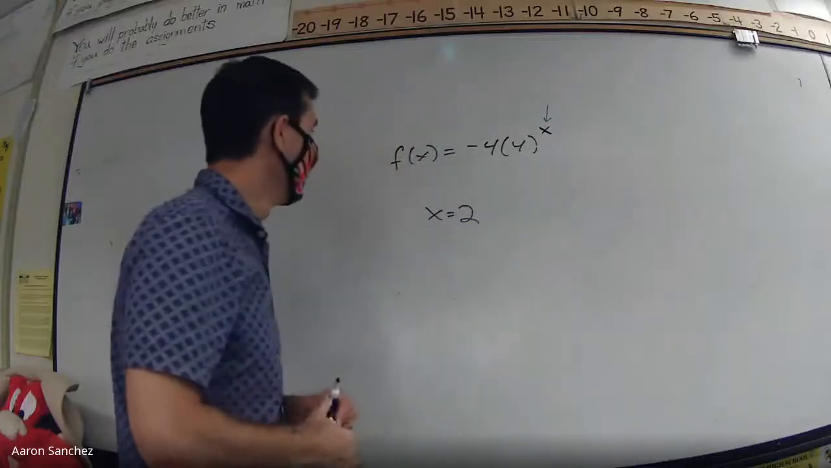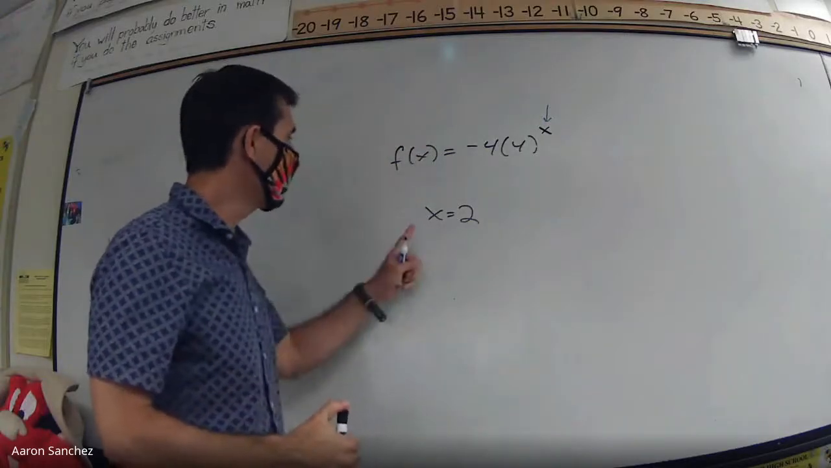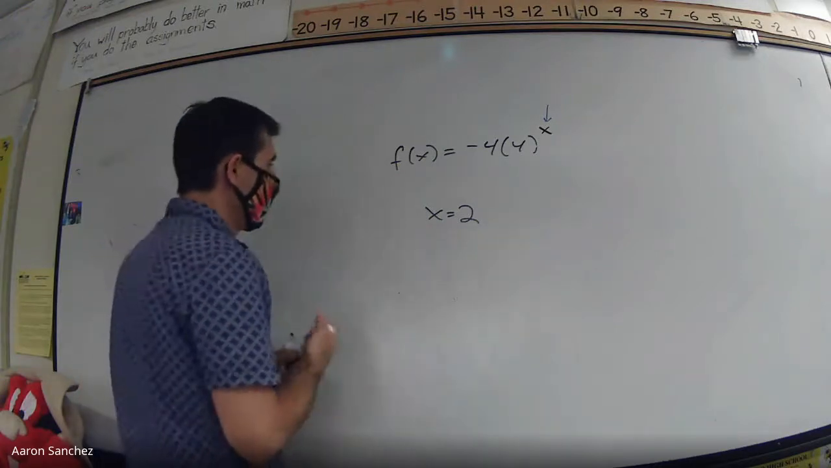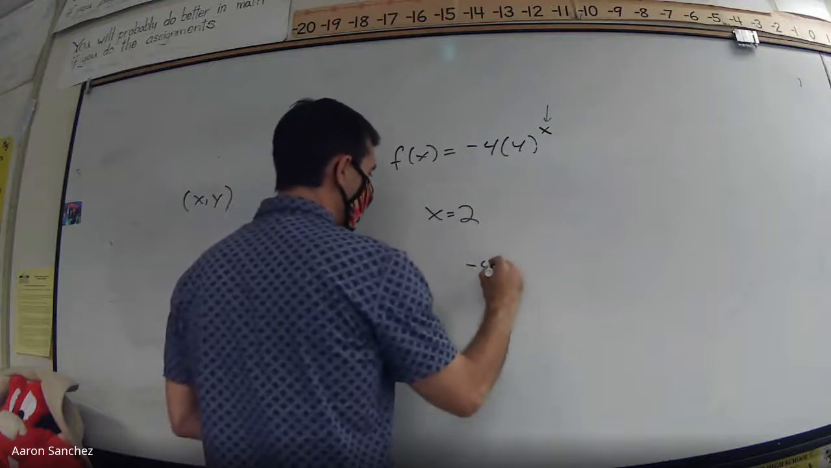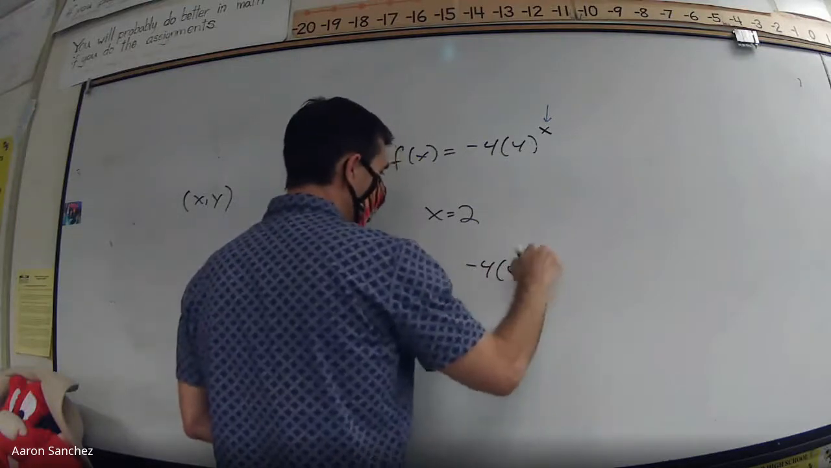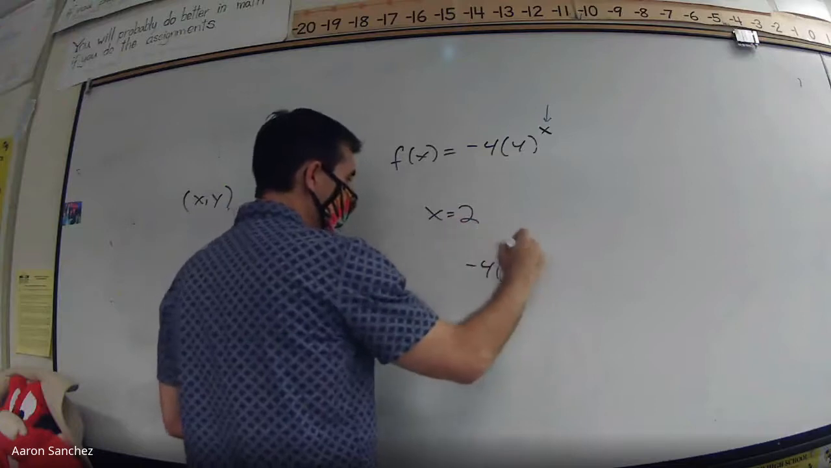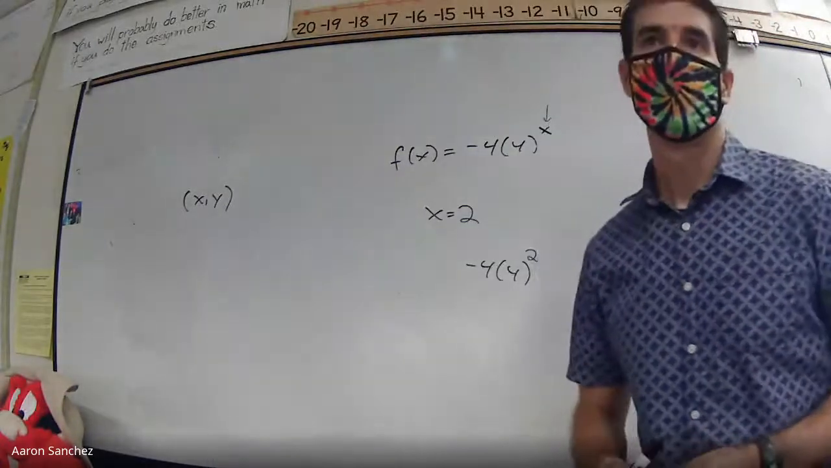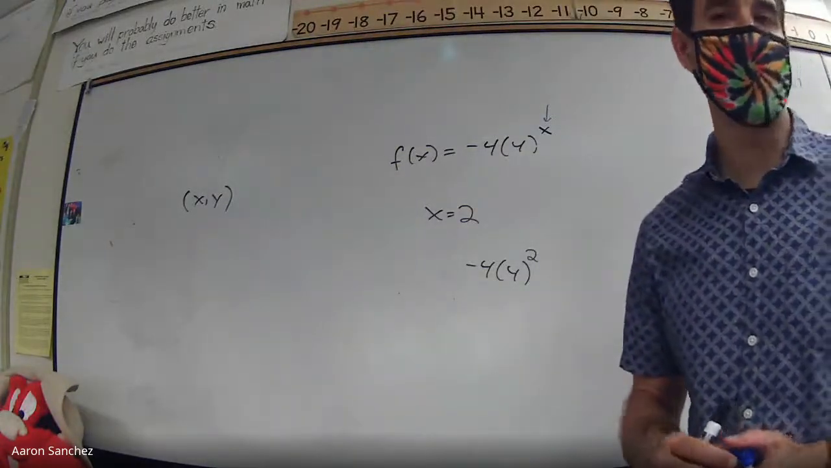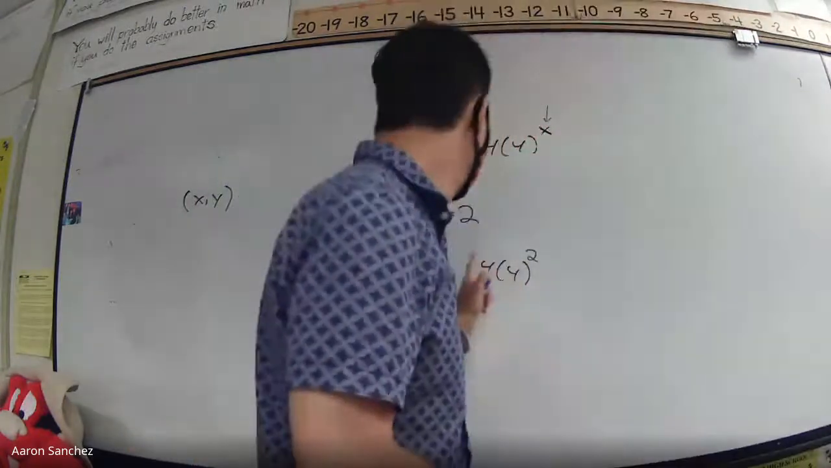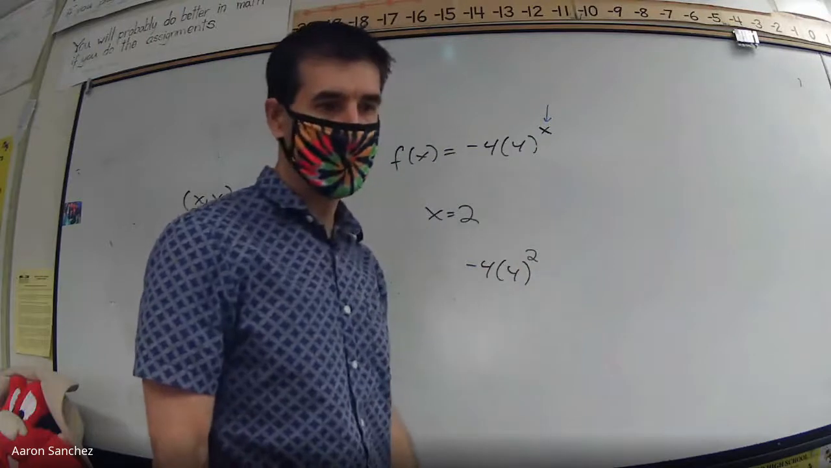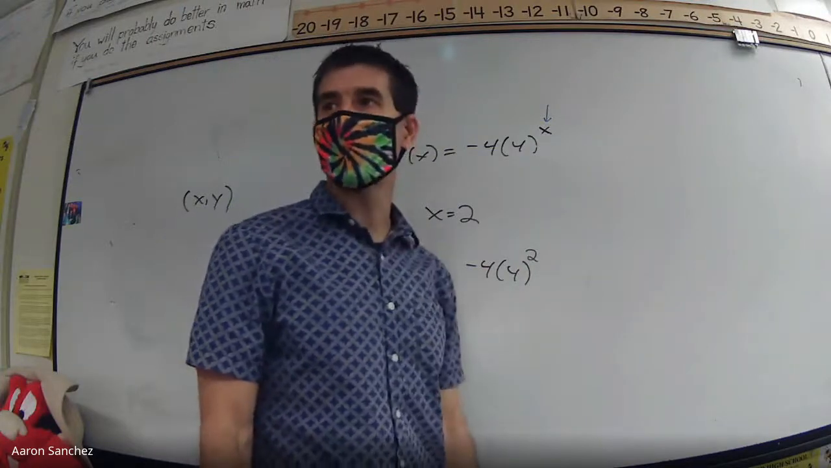Okay, cool. So they want us to evaluate this function when x equals 2. What that means is that I'm going to take this negative 4 times 4, and instead of x, I am going to put a 2 there. And then you solve it. So go ahead and solve. That's what it means to evaluate, is to plug this into that and then simplify it. So you guys simplify it and see if you can answer it.